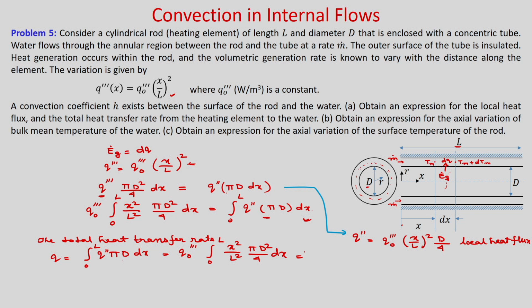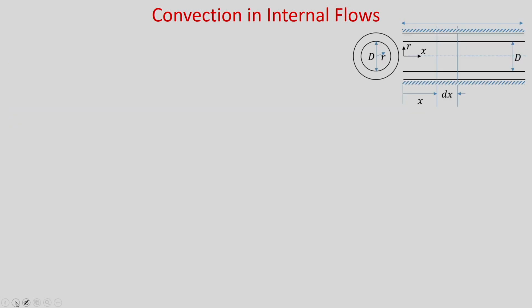If you carry out the integration, you will get q naught triple prime pi by 12, because x cube by 3, so 3 into 4 is 12, and L cube by L square gives you L. So, d square into L. Now you perform the energy balance in the control volume.